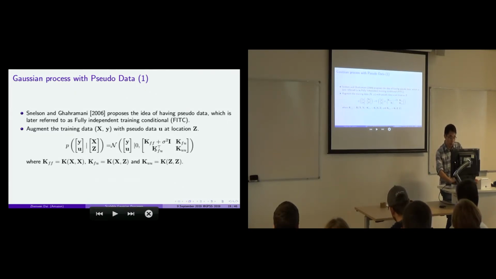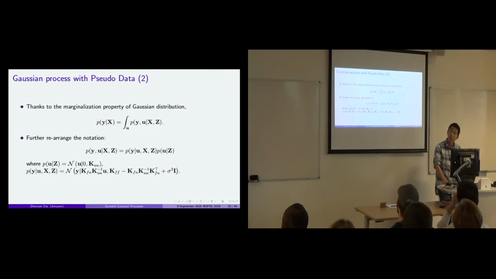And then similarly, we can expand the Gaussian process covariance matrix. The block covariance matrix can be written like this, where KUU is the covariance matrix over the auxiliary data U, KFU is the cross-covariance matrix between the pseudo data and the true data, and KFF is the covariance matrix over the true data.